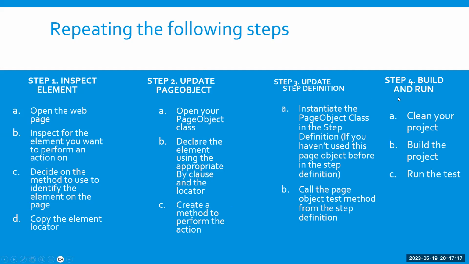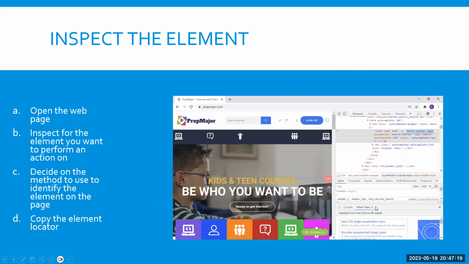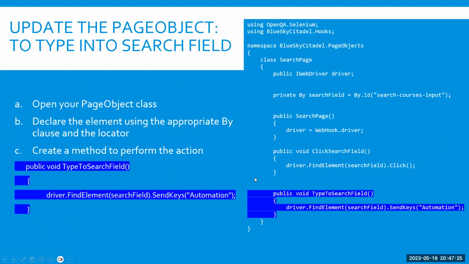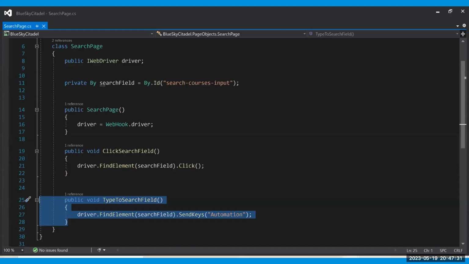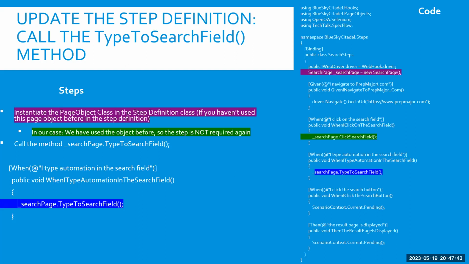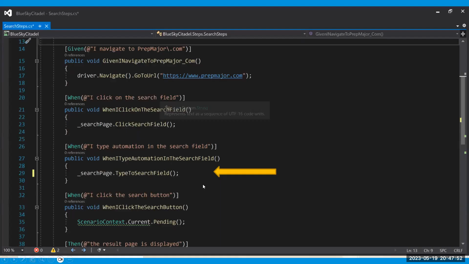So you update your step definition and you build and run your test. This is just to show you how to inspect your elements. You update the page object, and this is the screenshot. I'm going to show you how it's done. This is our page object as well. Let me click on, yeah. So update the step definition, call the type to search field method. This is just a screenshot to show you how it's done, which I'm going to show. This is the screenshot of how our step definition should look.